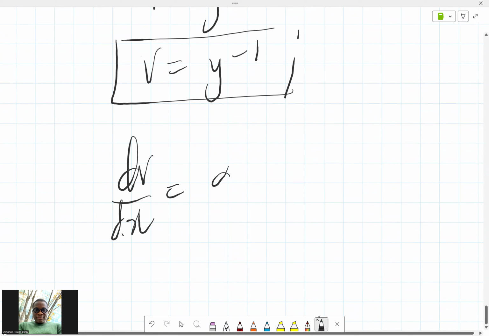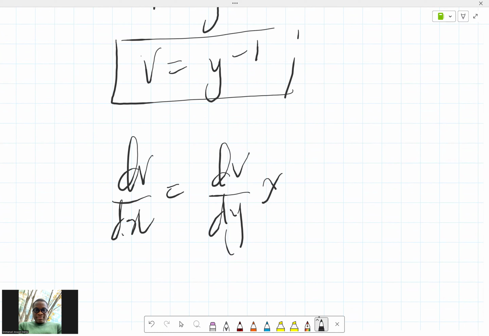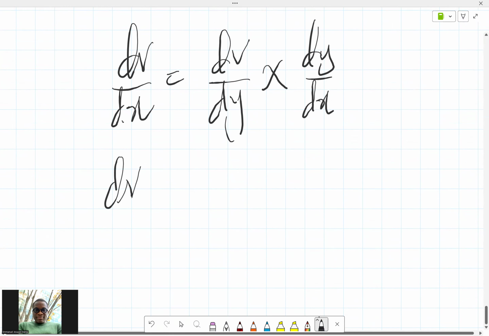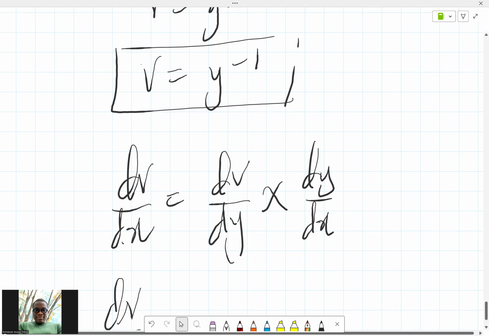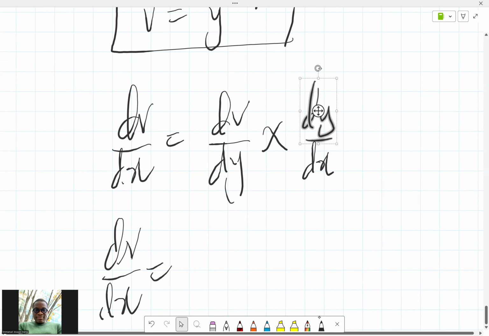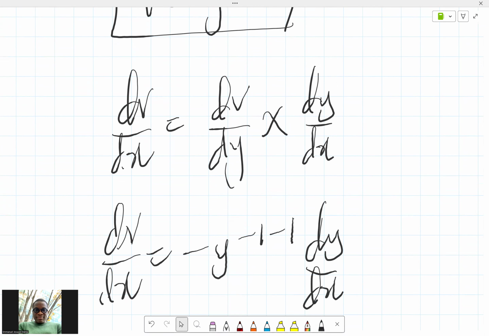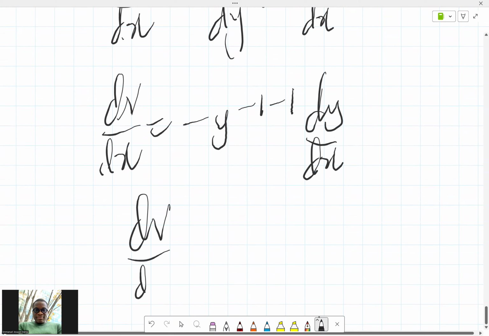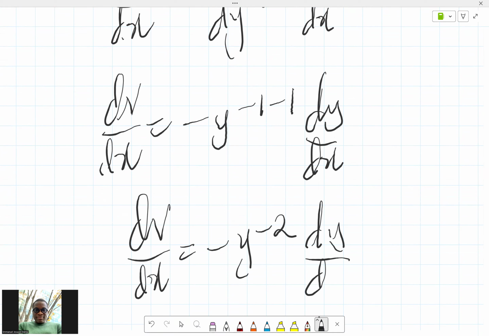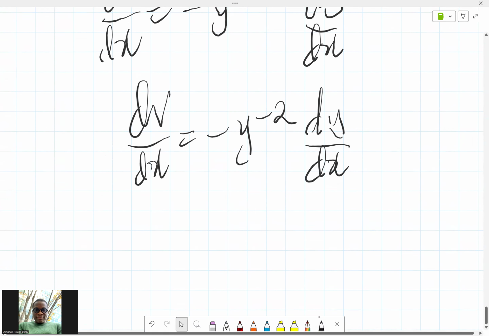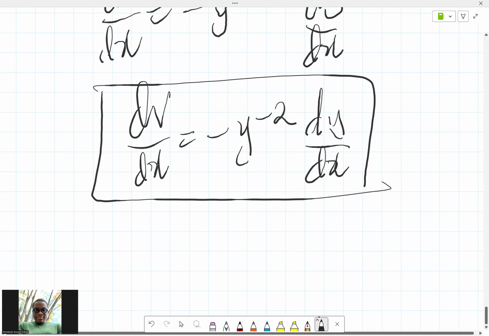So dv/dx would be dv/dy times dy/dx as an implicit expression. So if you differentiate dv/dy, that means differentiate y raised to minus 1 with respect to y. So we have minus y raised to minus 1 minus 1, dy/dx. So that tells us that dv/dx is equal to minus y raised to minus 2 dy/dx. So we have this expression right now.